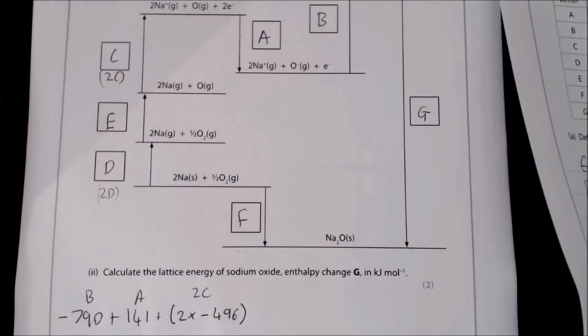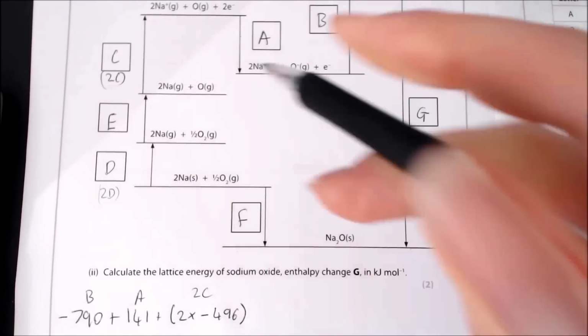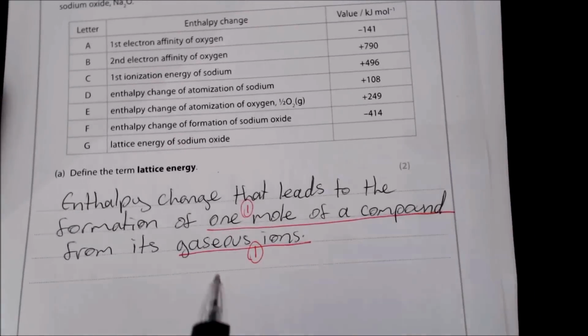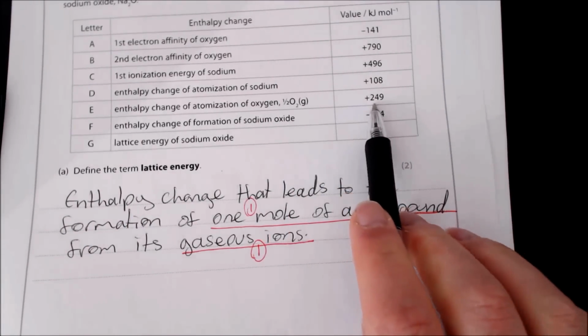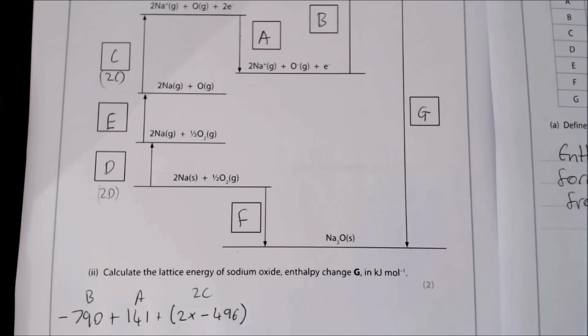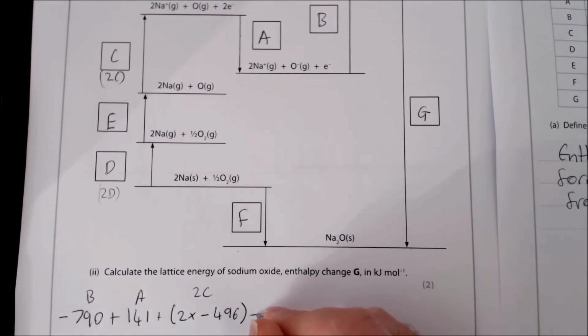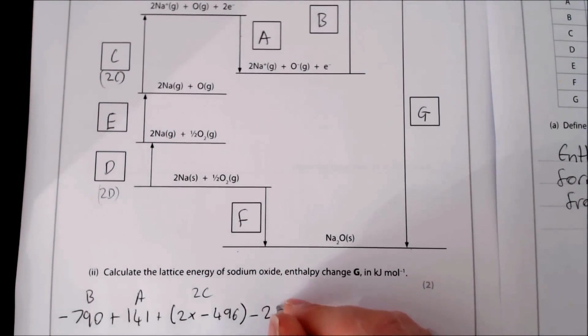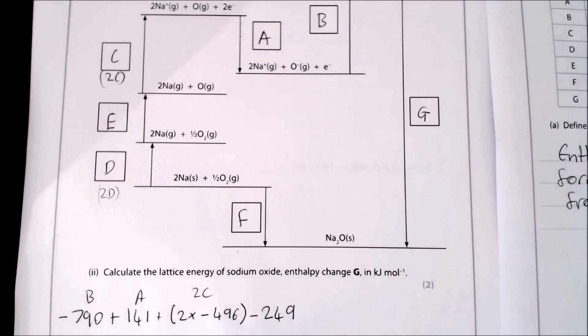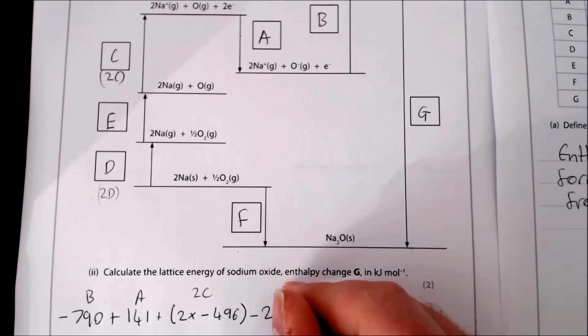Okay, and then we come on to E. You can see here we're going against the arrow for E. So E is plus 249. So against the arrow, that means minus 249. Okay, which is going to go there. And that one was E.